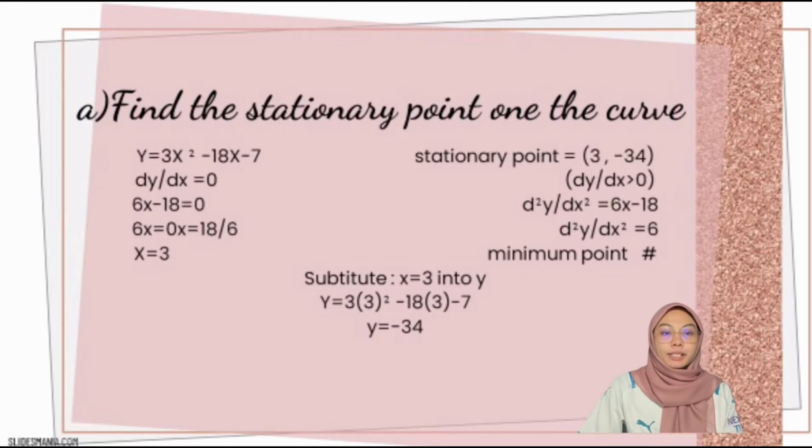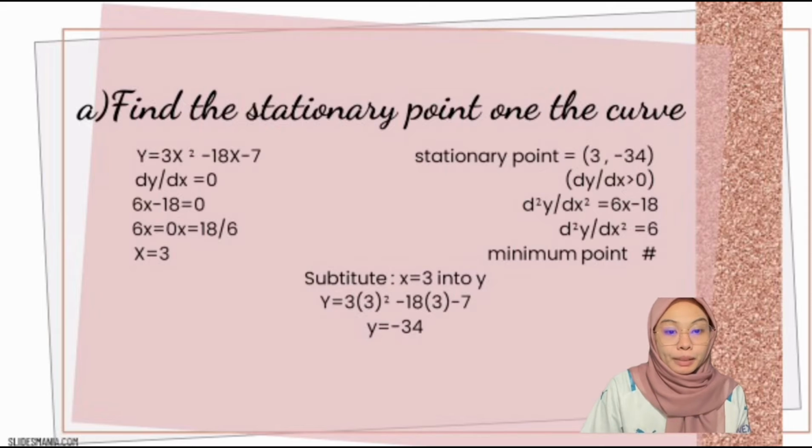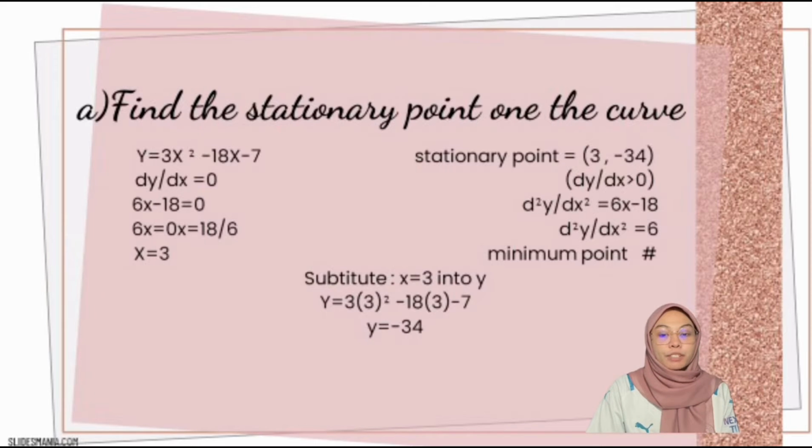First, example A, find the stationary point on the curve y equals 3x squared minus 18x minus 7. To get the answer, first we differentiate to get dy per dx. So dy per dx equals 6x minus 18. To get dy per dx, we bring the 2 from x squared to the front to become 6x, and 18x becomes 18. The x is eliminated and the 7 is eliminated too, or we can use the formula.